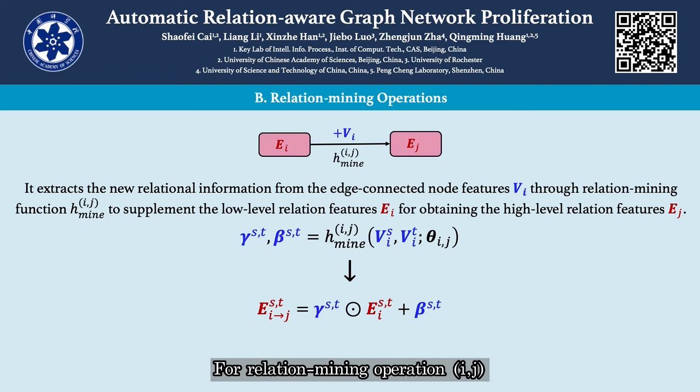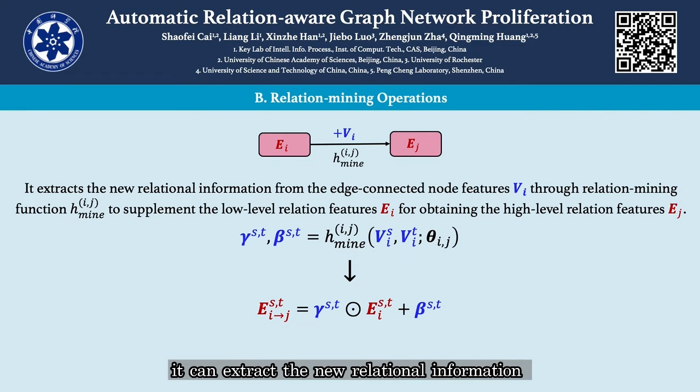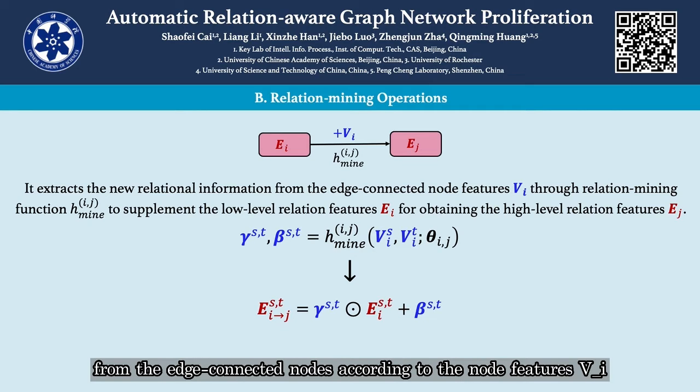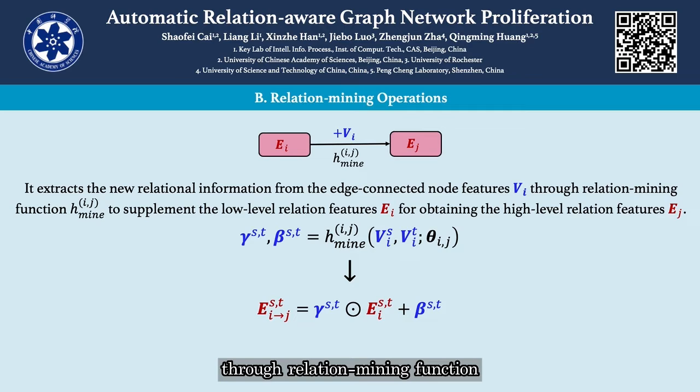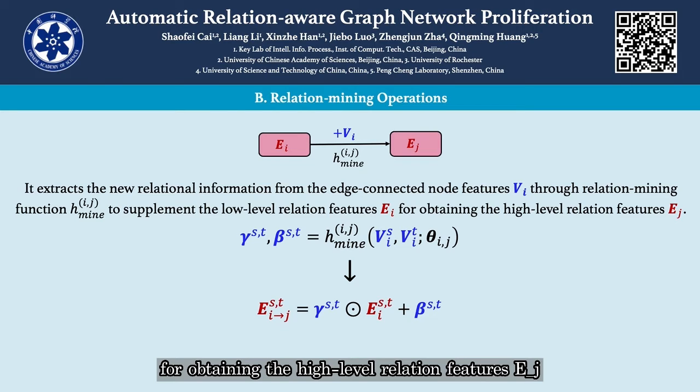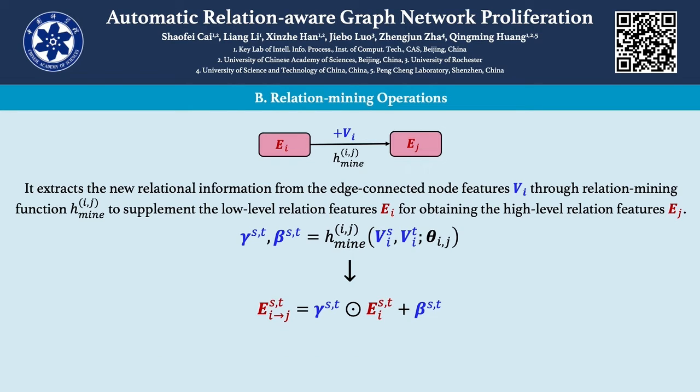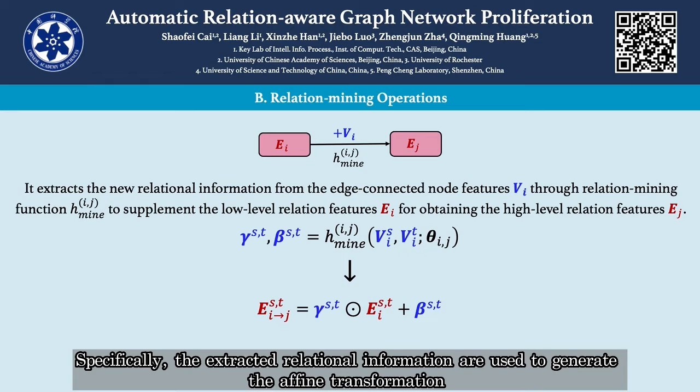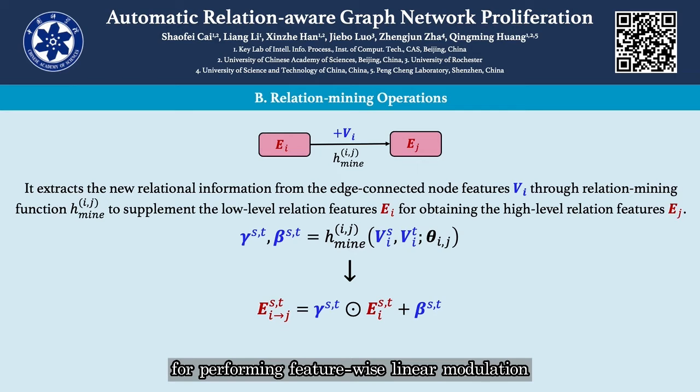For relation mining operation, IJ, it can extract the new relational information from the edge-connected nodes according to the node features, VI, through relation mining function. Then it is used to supplement the low-level relation features, EI, for obtaining the high-level relation features, EJ. Specifically, the extracted relational information is used to generate an affine transformation for performing feature-wise linear modulation.